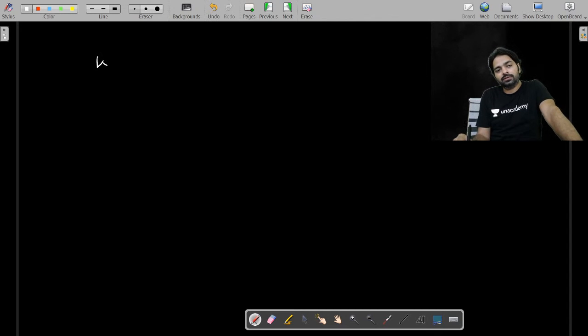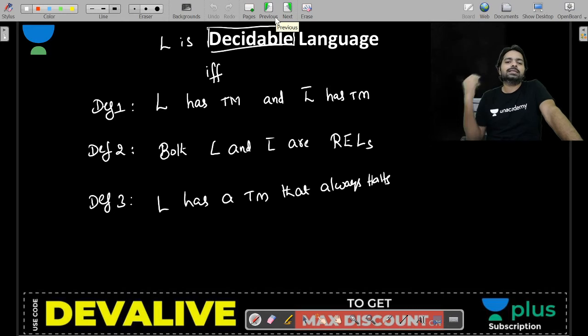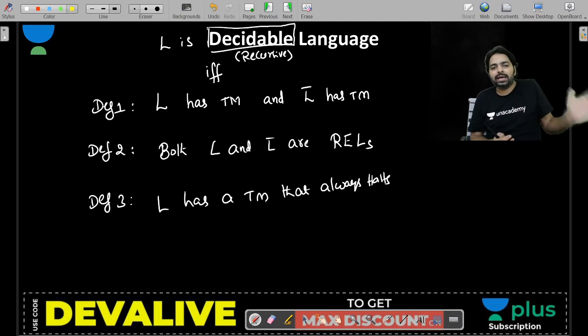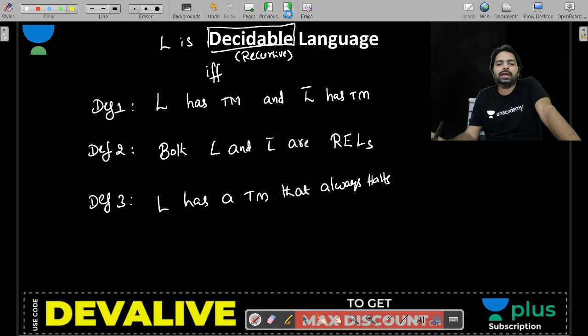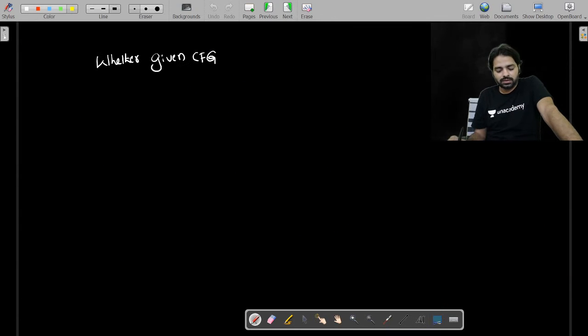Guys, if I have whether a given CFG... you are not constructing the CFG. It's given. That is decidable. Decidable's another name is only recursive. Recursive language's another name is only decidable. Before this, please go back to the video and you will know the definition.